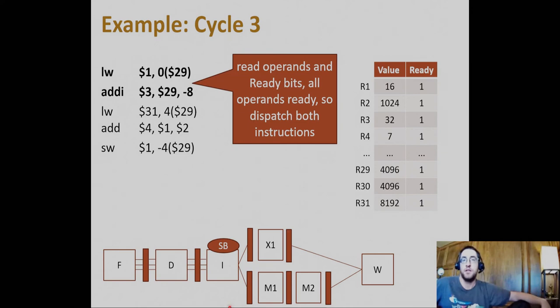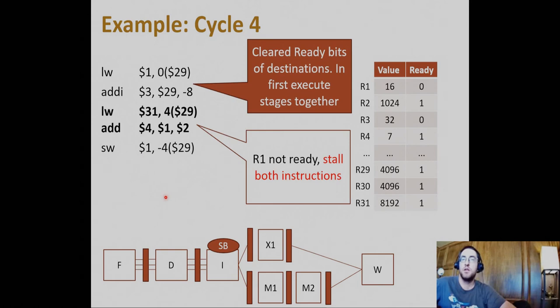In this cycle three, while these two instructions are in issue, these two instructions, the following load and add, are in decode. And we're fetching this store word as well as whatever instruction comes after that store word. So now in the next cycle, cycle four, our load and our add are here. So add is in X1, load is in M1. And they clear the ready bits as they dispatch. So the destination R1 is not ready. The destination R3 is not ready. So they cleared their ready bits. And when this load and this add reach the issue stage and they check the scoreboard, they see R1 is not ready. R1 is needed by the add. So we're going to stall both of these instructions because we dispatch all the instructions in an issue window together.